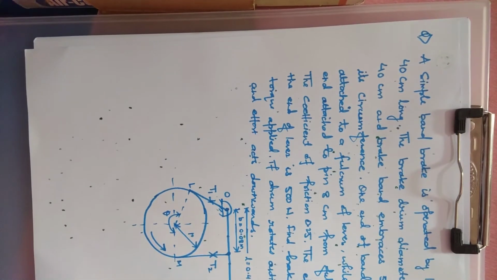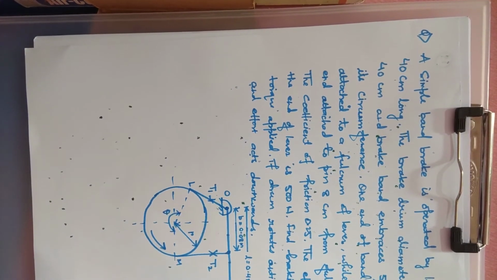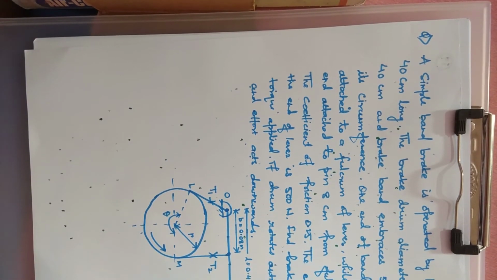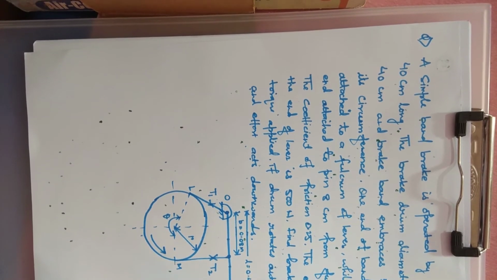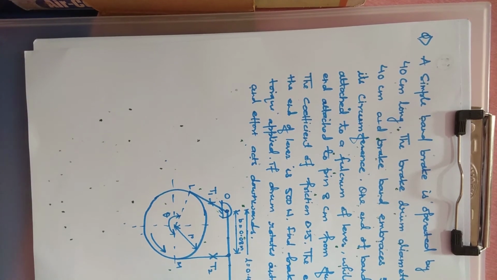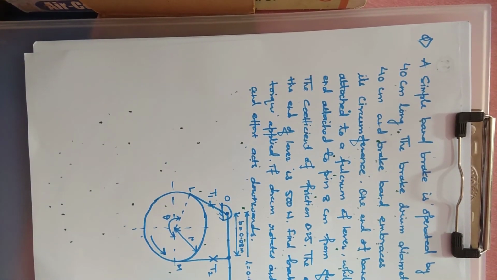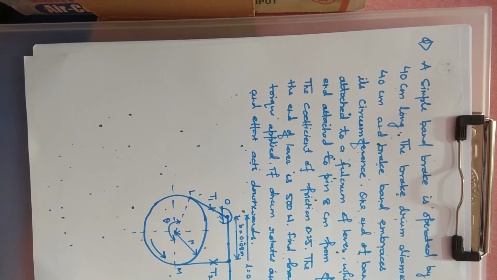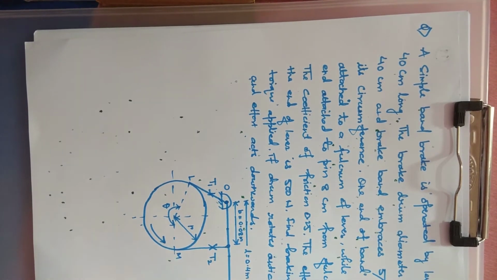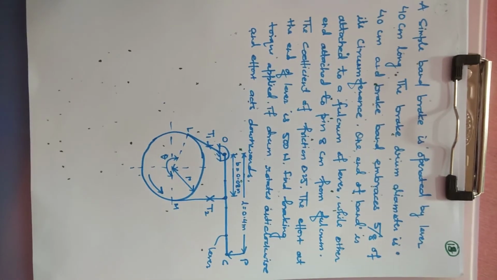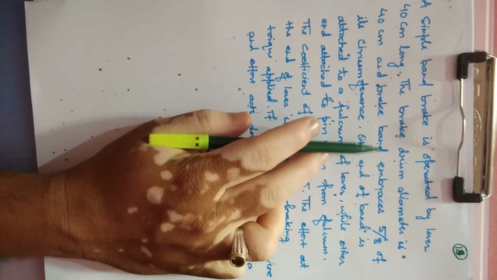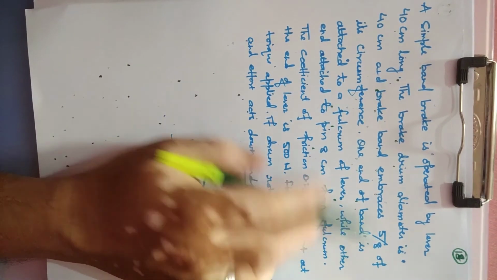So this is the question. A simple band brake is operated by a lever of 40 centimeter long. The brake drum is 40 centimeter, so the lever is also 40 centimeter, and the diameter of the drum is also 40 centimeter, and the brake band embraces 5 by 8. So in this question, the band embraces 5 by 8 of the circumference.